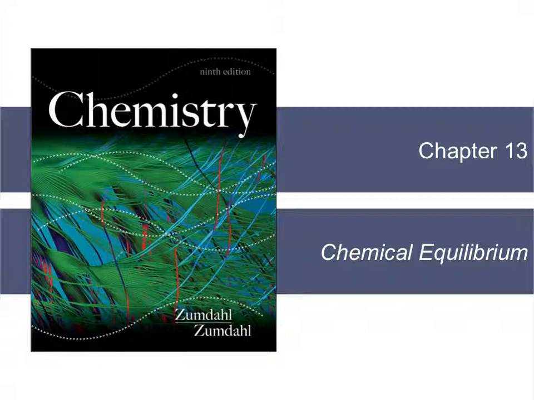Now that we've talked about reaction rate, it makes sense to go ahead and talk about equilibrium, which is really one of the most important topics in chemistry. And the reason that reaction rates relates to equilibrium is because equilibrium is defined when the forward rate of a reaction equals the reverse rate of a reaction. And we'll see how that plays out.